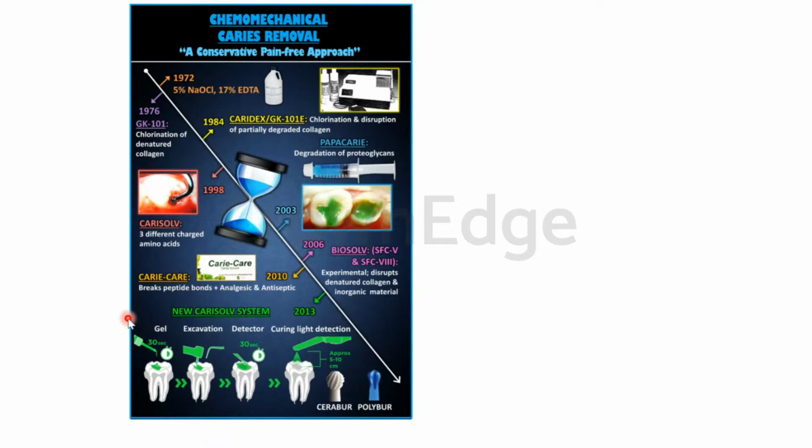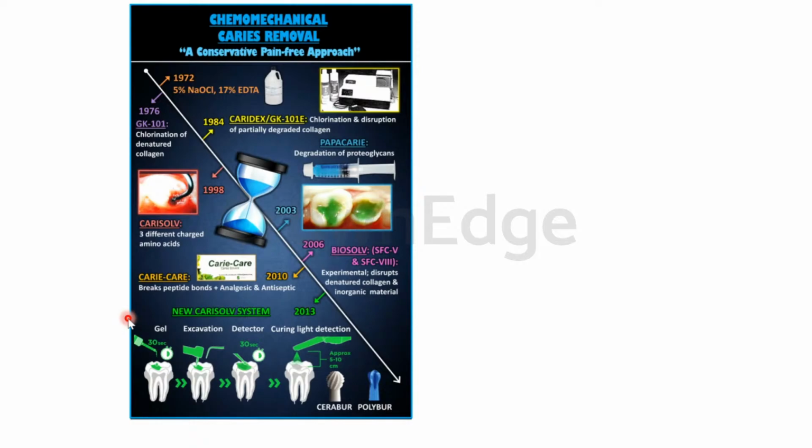So let's walk the journey of the various chemicals that have been tried and tested over the past few decades. It all started back in the early 1970s when sodium hypochlorite and EDTA were used. These are normal RC irrigants. So these were used to disinfect the cavity. Very effective, but the thing is they don't really remove caries very effectively. They are, I would say, non-specific in nature. That means that they just disinfect the cavity. They don't selectively remove decayed tissue. So that is the reason why these were rendered non-specific.